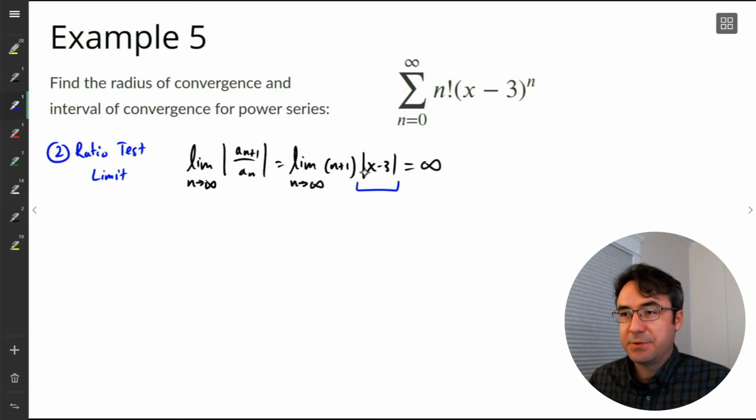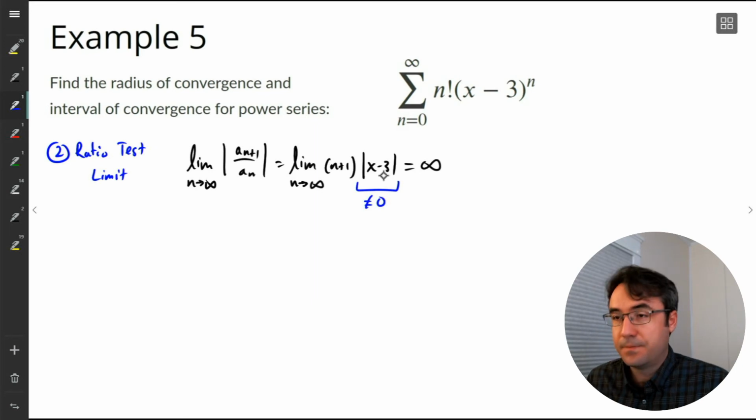And since the absolute value here is not 0, there's no stopping this n plus 1. So the only thing that could stop this n plus 1 from getting bigger and bigger is if this was equal to 0, but it's not. So this n plus 1 term is going to get bigger and bigger, and it's going to go to infinity overall.